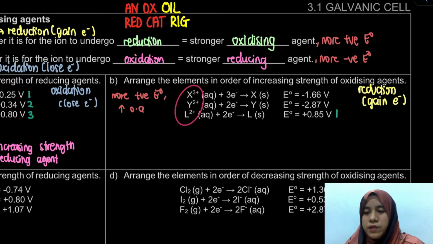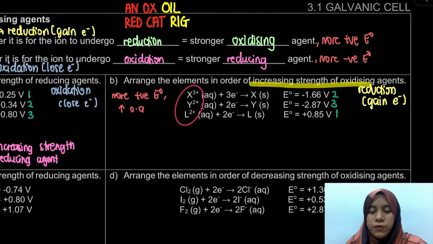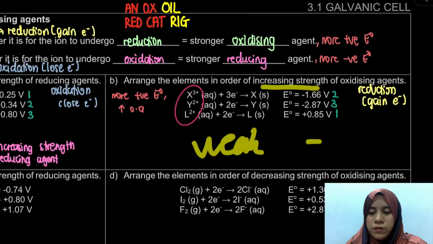The second strongest, we do have 2 negative values. But which one of the values is nearer to positive? It's actually this one. So here is number 2, then here is number 3. So next we have to arrange it. Remember, in order of increasing strength, we're talking about the species here. Write down the state as well. So we're going to start from the weak to the strong one.